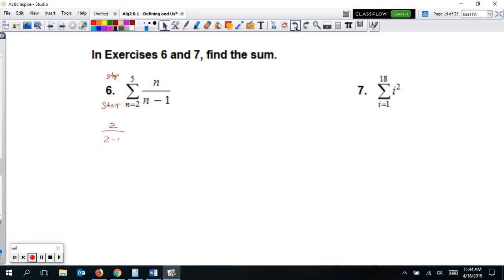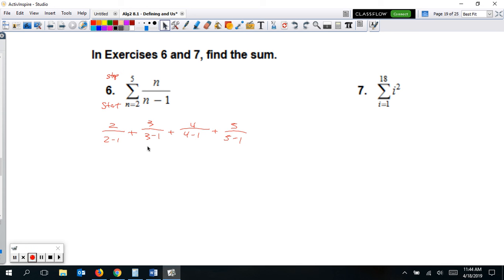So 2 over 2 minus 1. And then the next one we're going to plug in is 3. So 3 over 3 minus 1. And I'm going to put a plus symbol in between this. Not a comma this time because we're doing a series. We're going to be adding these all together. And then plus 4 over 4 minus 1. And then our last number is 5. So plus 5 over 5 minus 1.